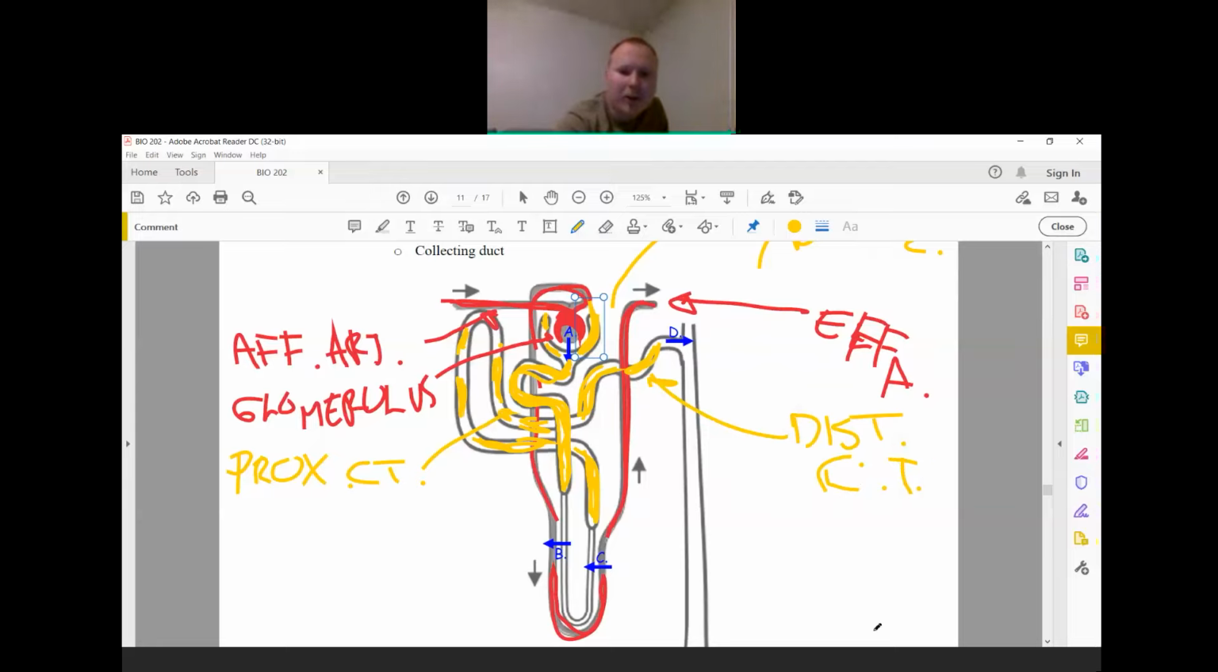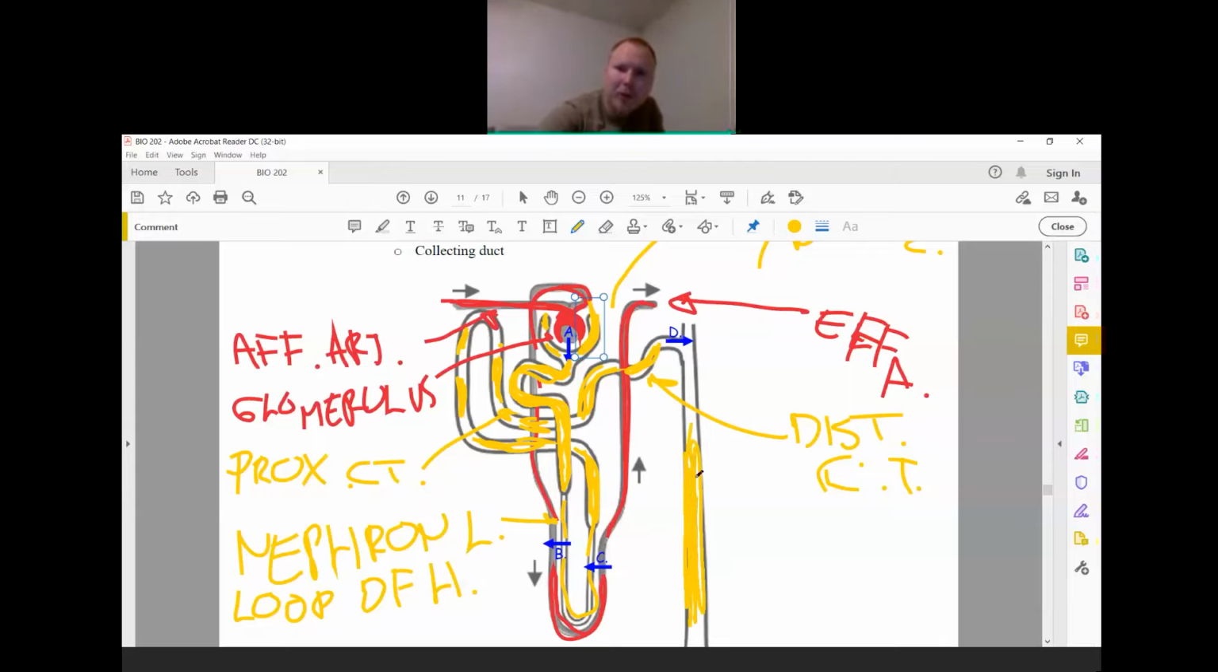And between the convoluted tubules, we then have our nephron loop, thinner tube, or sometimes known as a loop of Henle. And the final structure that I'm going to mark here is this duct that collects the contents from multiple nephrons. So this receives secretions from multiple nephrons, and this is known as the collecting duct.